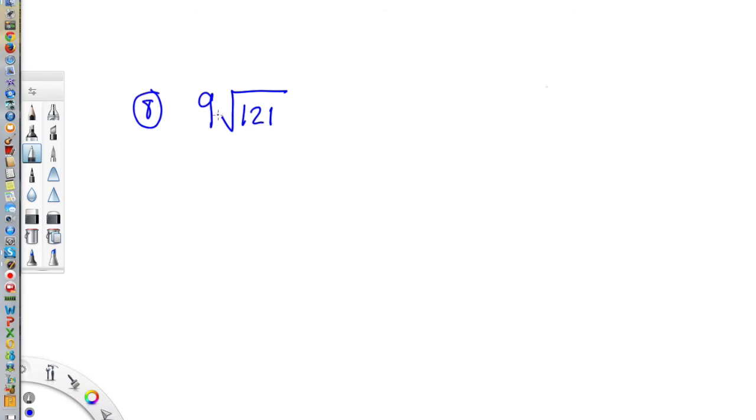Which comes first, radical or multiplication? The radical does. So the square root of 121 is 11, and then we bring down the rest of the information. 9 times 11, which is 99. That was easy enough. Let's take a look at number 10.